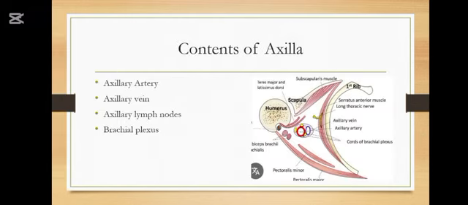Then the contents of the axilla. Axilla contains the axillary artery, axillary vein, axillary lymph nodes, and the brachial plexus. Here you can see the axillary vein, axillary artery, brachial plexus, and axillary lymph nodes are also present.